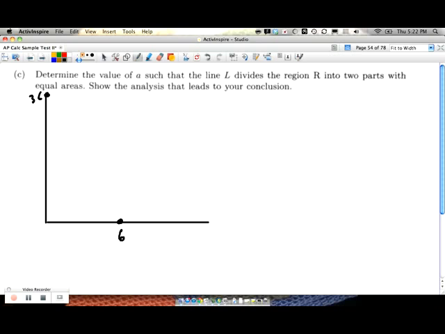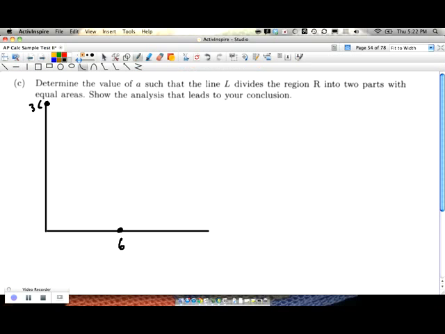And we know that we have a curve. Let's cheat and use our little curve sketching. And then we're going to have another curve that goes down below it. Let's say it's here. Well, if we want to divide this region into two parts with equal areas, show the analysis that leads to our conclusion.